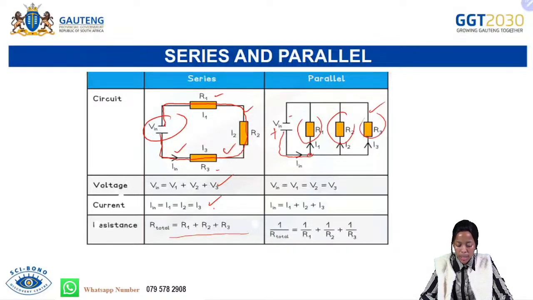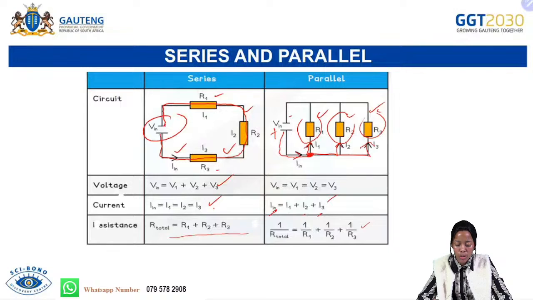So with the parallel circuit, we know that the current will be split. Some of the current will go to R1, some will go to R2, and some will go to R3. So if the current is divided, it therefore means that to get the I total is going to be I1 plus I2 plus I3 from the three different resistors.